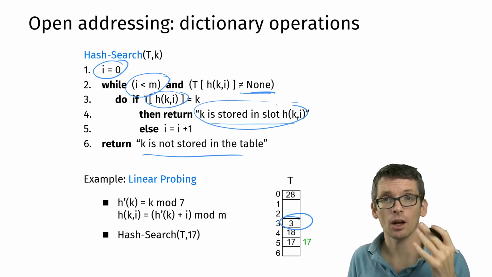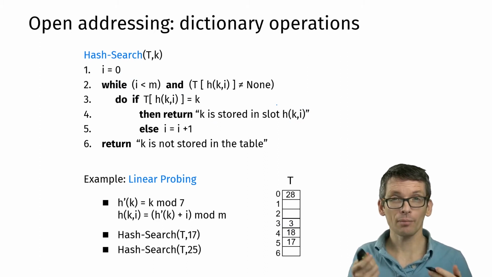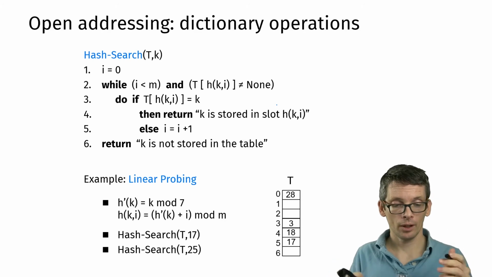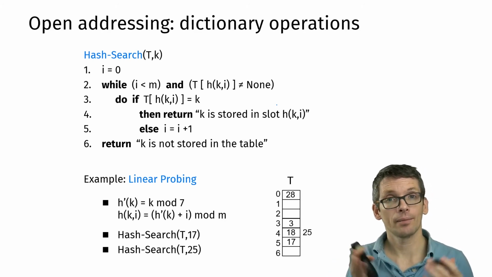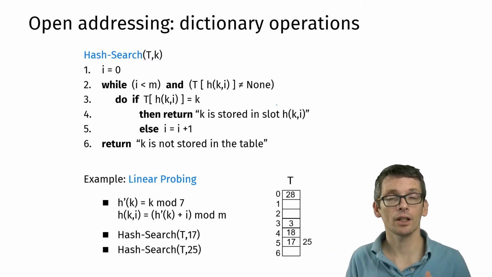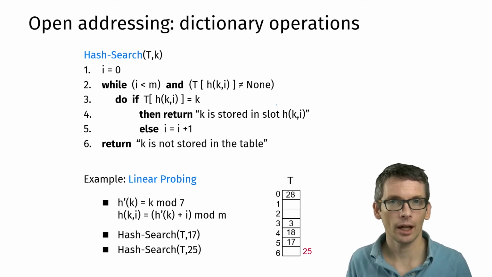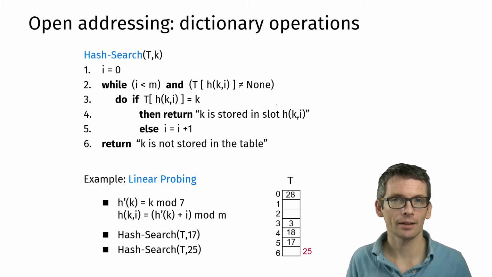Let's say we now search for the 25. 25 mod 7 is, so we have 21 plus 4, that will be slot 4. We see an 18. 18 is not 25. We increase i by 1. We see a 17. 17 is also not 25. We increase i by 1. Now we have a table cell with a none. And at this point we can say 25 is not in the table.